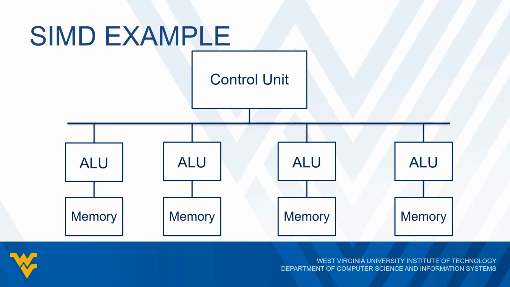A good example of how this would be used is, let's say I have this set of numbers, and maybe I want to add one to it. Normally, we would just have to go to each number one at a time and add one to it. But that can take a while, especially if this set of numbers is very large. With the SIMD architecture, what we can do is take each item of the set and send it to its own individual ALU and memory, and then we would add one to all the numbers simultaneously.